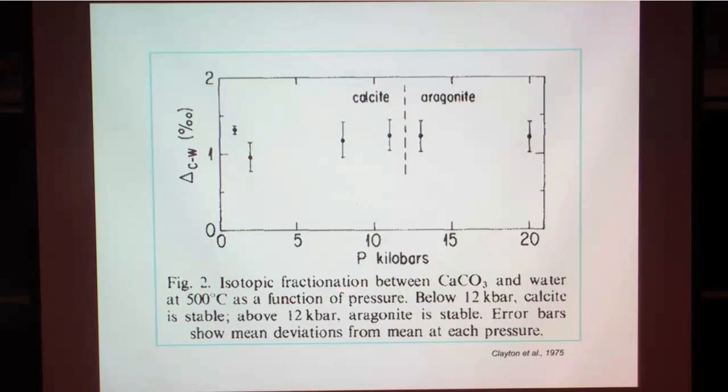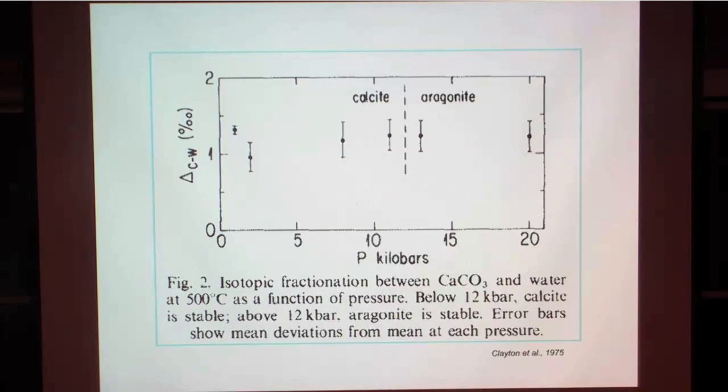And so what they did is they looked at the isotope fractionation of oxygen between calcite or aragonite and water as a function of pressure. Pressure here goes up to 20 kilobars, which is 2 GPa. Okay? And what they see is that there is no effective pressure on the isotope fractionation. So because of this paper, for the next 40 years, correctly, people assumed that there was no pressure effect. Because it's true, at up to 20 kilobars, there is no pressure effect.